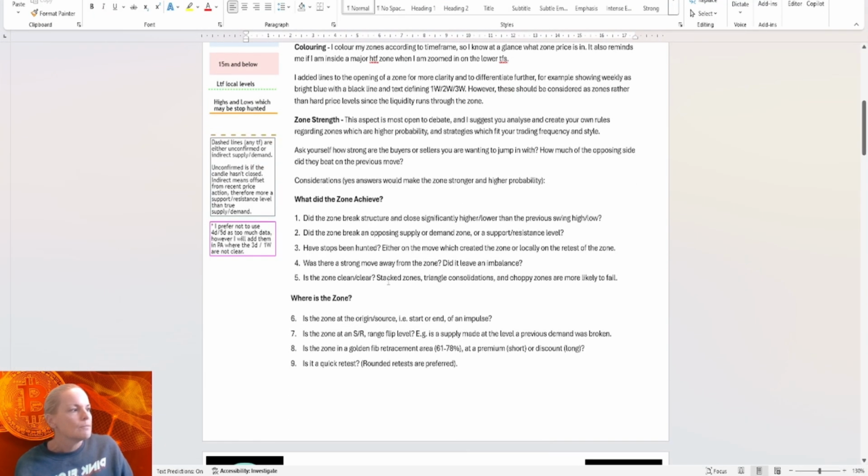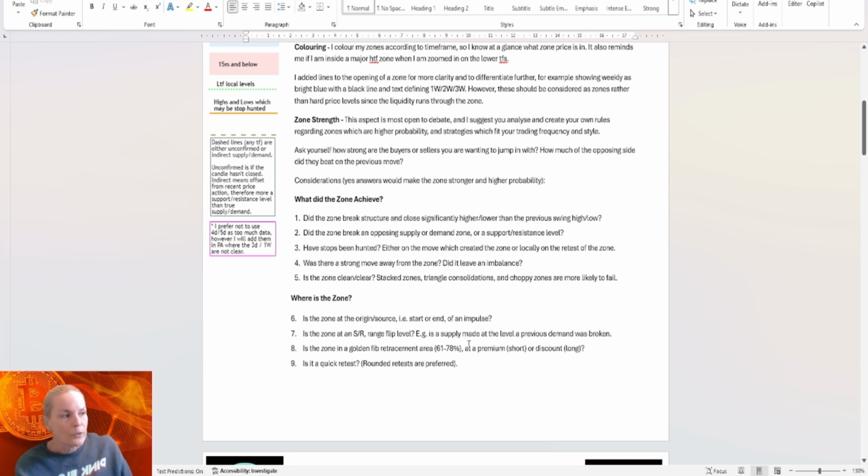Okay, so as I've said, stacked zones, triangle consolidations, and choppy zones are more likely to fail. So that's just a consideration. The other consideration is where is the zone. Zones at the origin of an impulse are stronger. Also zones at an SR or range flip level. And this is something I see quite frequently with the alerts on my charts. If supply is made at a level where a previous demand was broken, so if I've got an entry alert that went off that's failed, then quite often price will reject when it comes back to test my original failed entry.